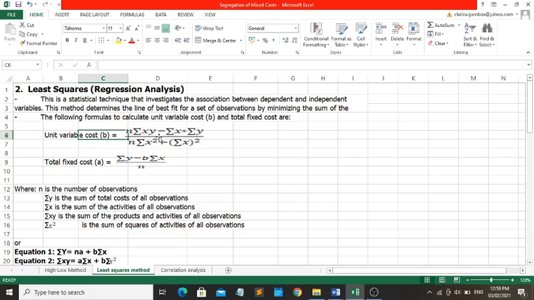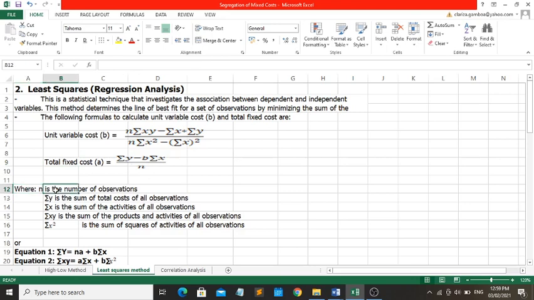B equals n summation of xy minus summation of x times summation of y, over n summation of x squared minus the square of the summation of x. And total fixed cost equals summation of y minus b summation of x, over n, where n is the number of observations. What does that mean?